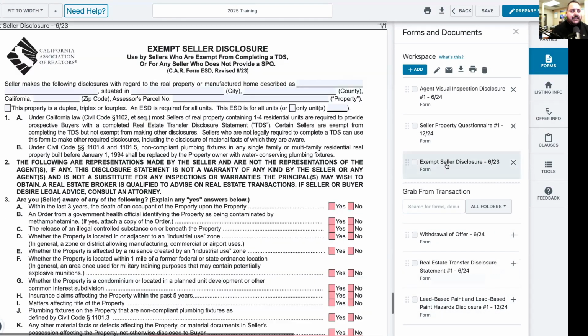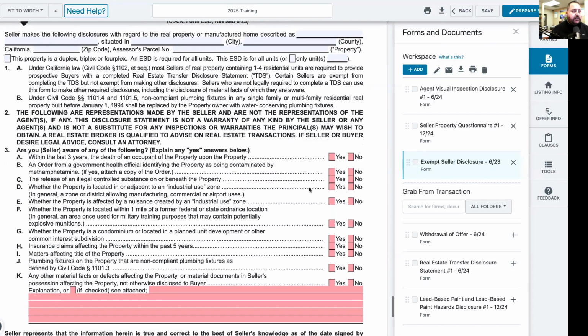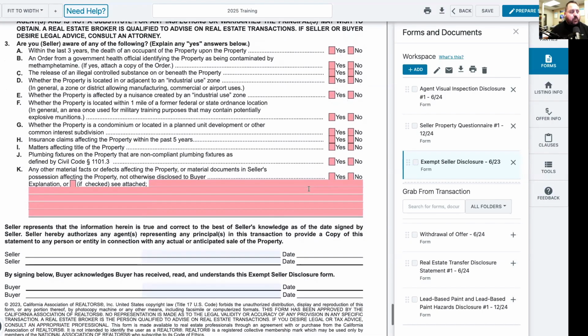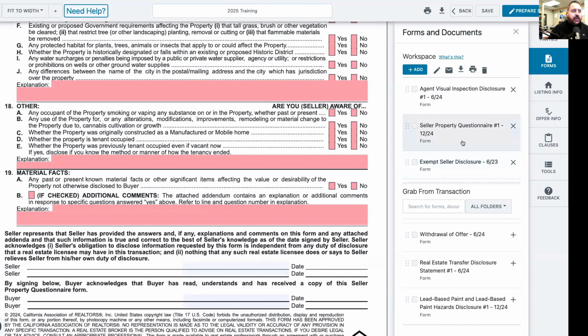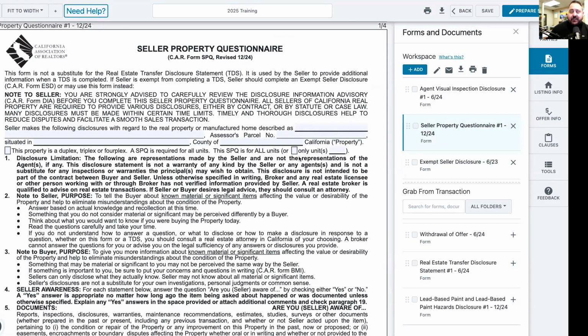So then we can go to the Exempt Seller Disclosure, which is similar to the SPQ. It's kind of like a mix of the SPQ and the TDS. It's just very specific questions, and that's it. It's 1 page. Nobody else can use that ESD. So just so you guys are aware, investors can't.